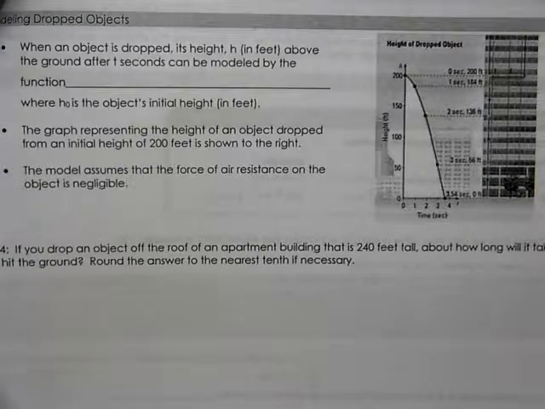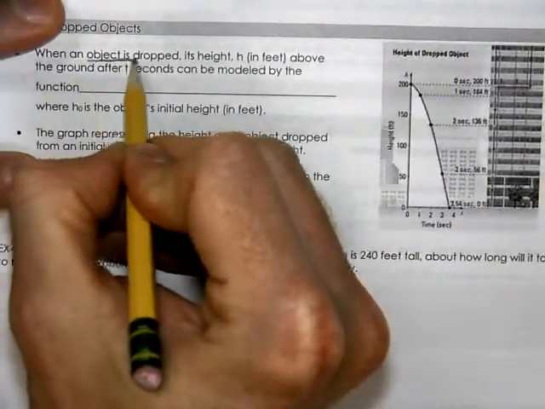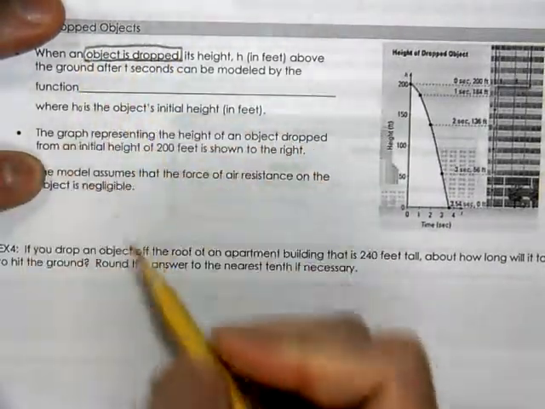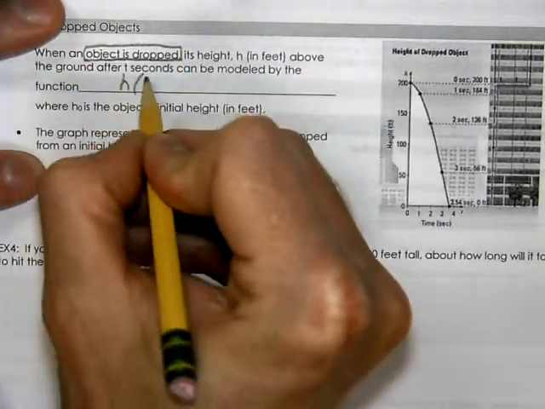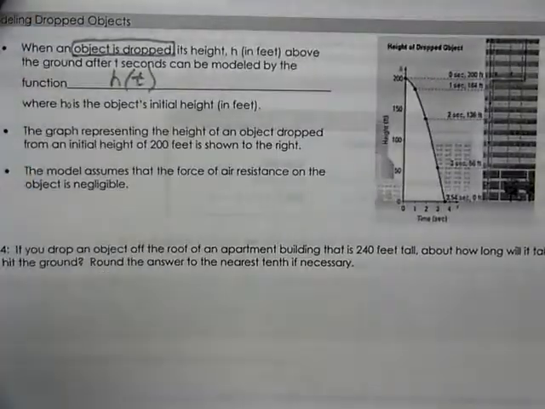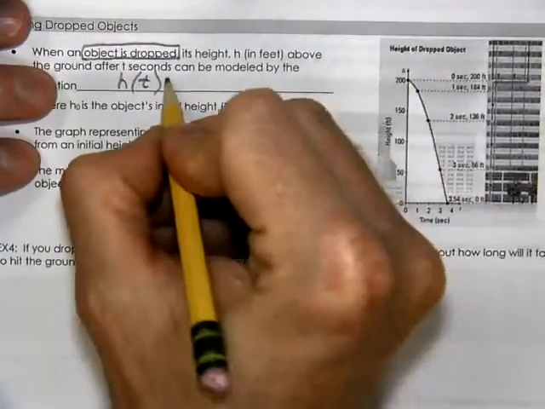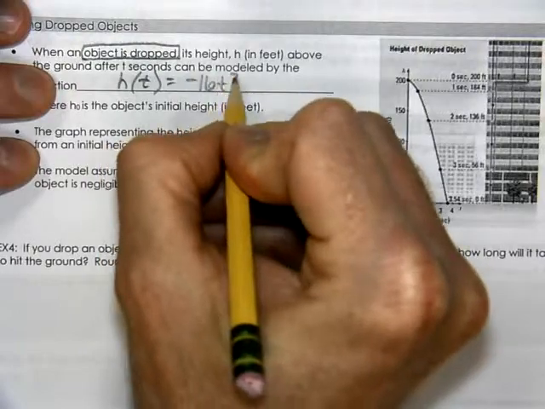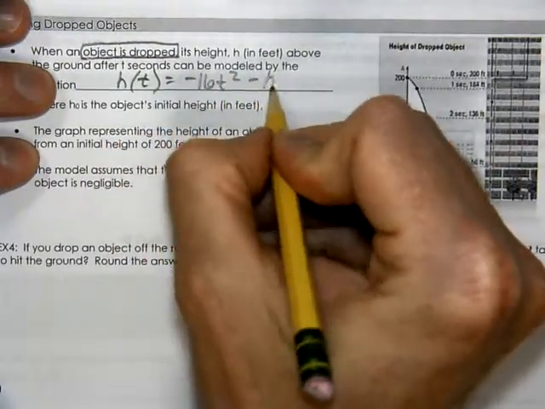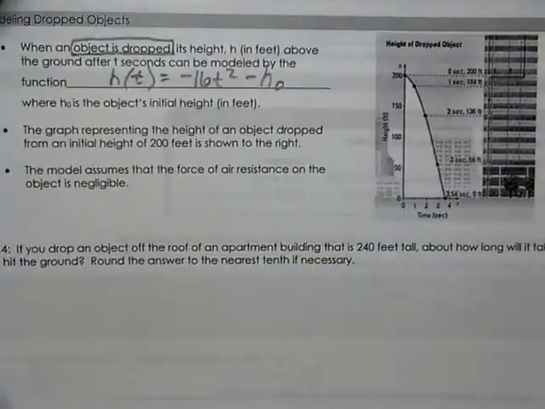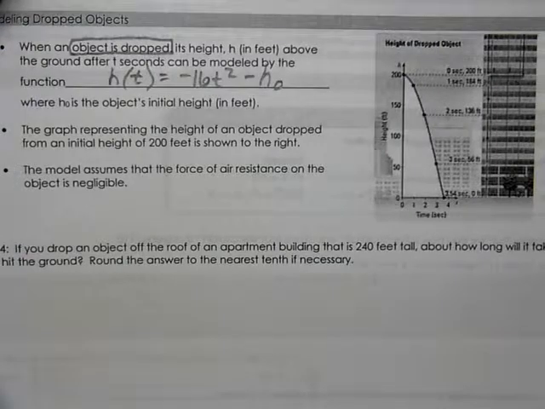Okay, next, we're going to be dropping an item. This is just dropping it straight down. You're not throwing it, shooting it, kicking it. You're just dropping the item. We're going to get h of t, which is the height in terms of time, negative 16t squared, minus your original height. So we call that h of 0.